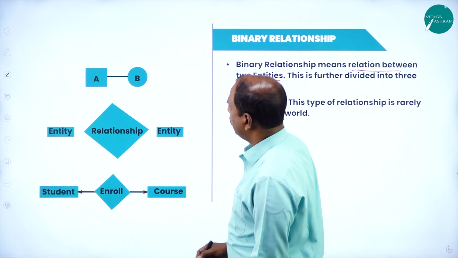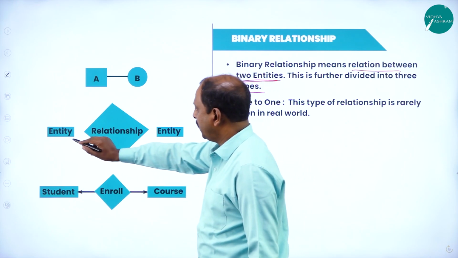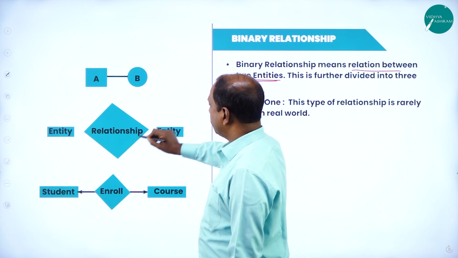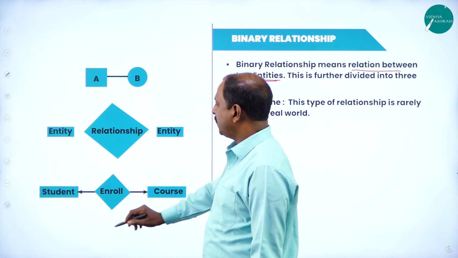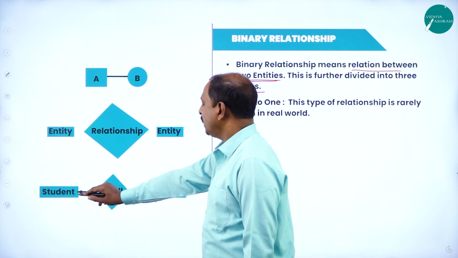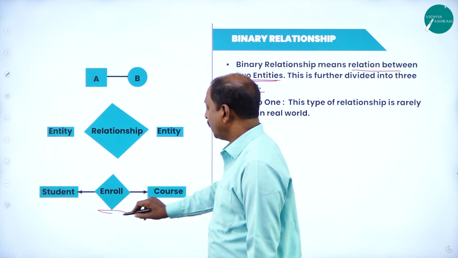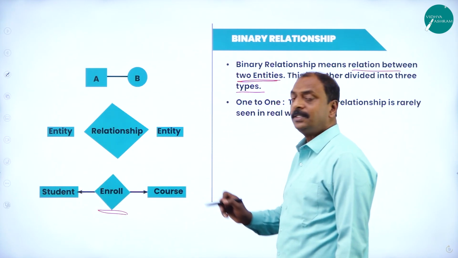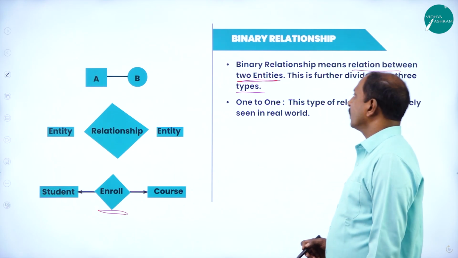Now look at the example here, where A and B are two entities. One entity, another entity, and the relationship between them we are representing with a rhombus or diamond shape. Here we have student and course, and a student enrolling for a course. A student enrolling for a course is a relationship. So this is a binary relationship.